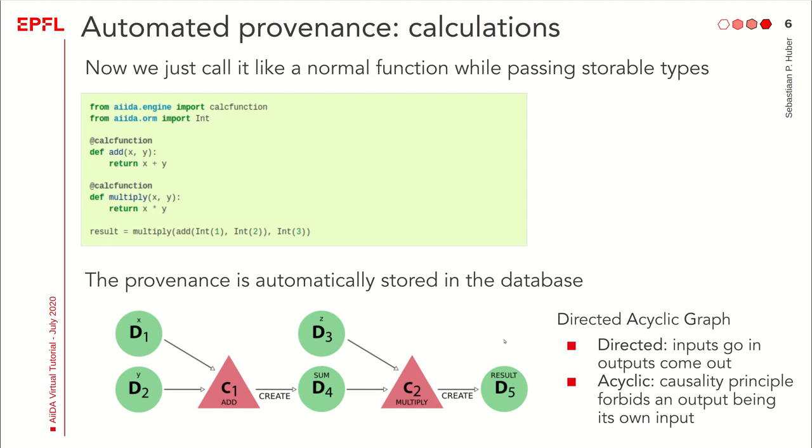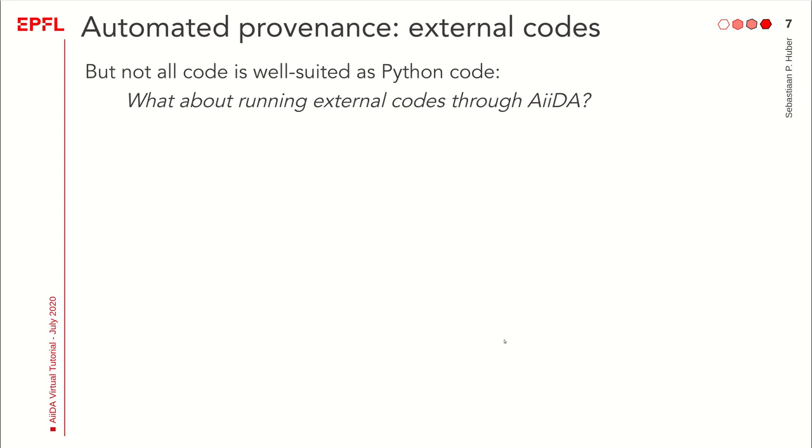So this directed acyclic graph has lots of interesting properties and, as it becomes bigger, allows you to explore it through AiiDA's tools like querying. This will be presented in a later talk. So this shows you, hopefully, how easy it is, when you have Python code, to turn it into AiiDA provenance-enabled code simply by decorating it with this calc function decorator and passing storable types.